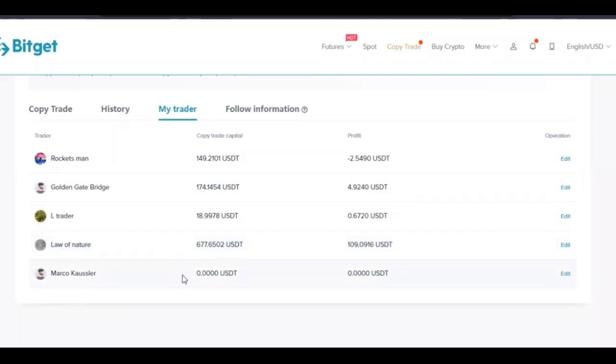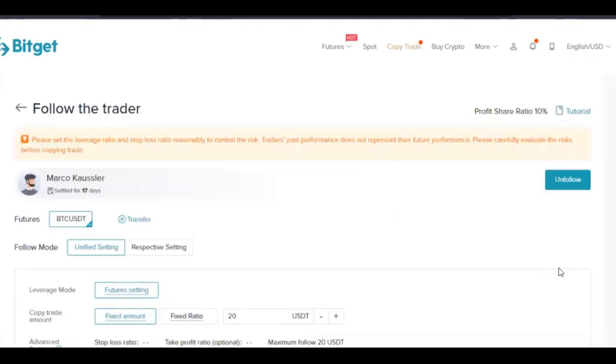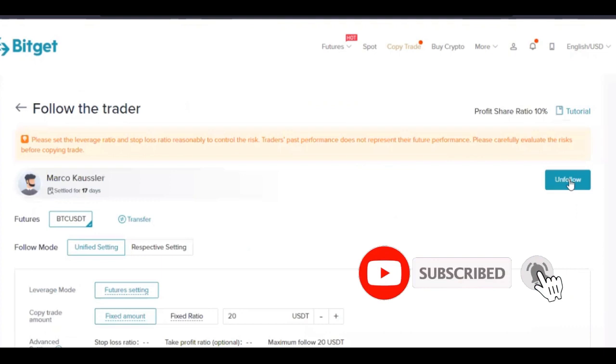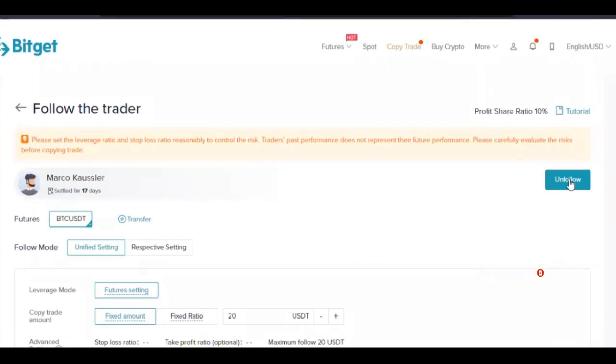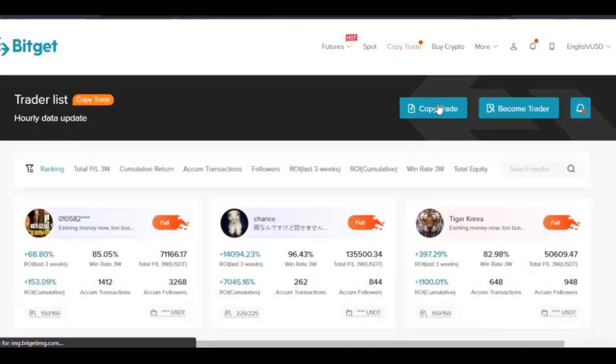If I don't want to follow any of these traders, for instance this person I just copied, I click on edit. If I click on edit, I can just come in here and unfollow the trader. And that trader will completely be removed from my list. So basically, these are step-by-step guys on what you can start doing, copying a trader with the Bitget platform.